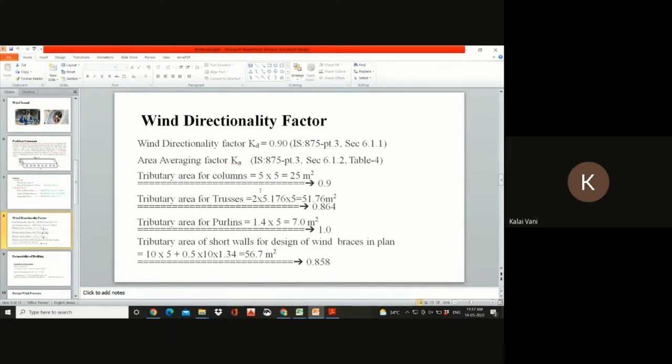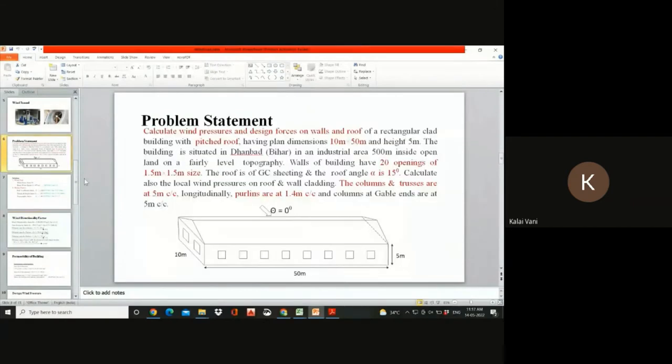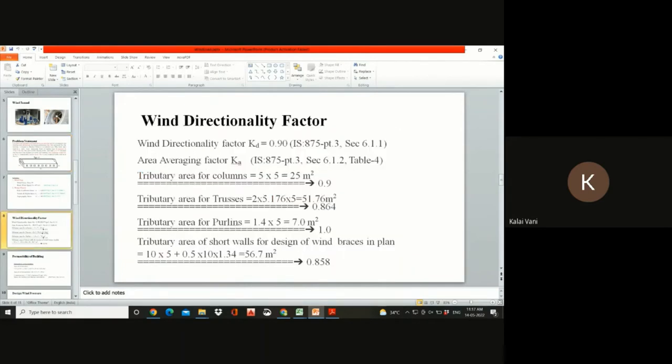And the average area factor, that is KA. How to calculate that KA? That is fully based on how much area contributes to your wind, that is the tributary area of your building. So how to find the tributary area for columns? 5 into 5. Your columns are 5 meters in height, and every column is spaced at every 5 meters. The height of the building is 5 meters, so till that height your columns will be standing. So this 5 into 5 gives the tributary area for your columns.